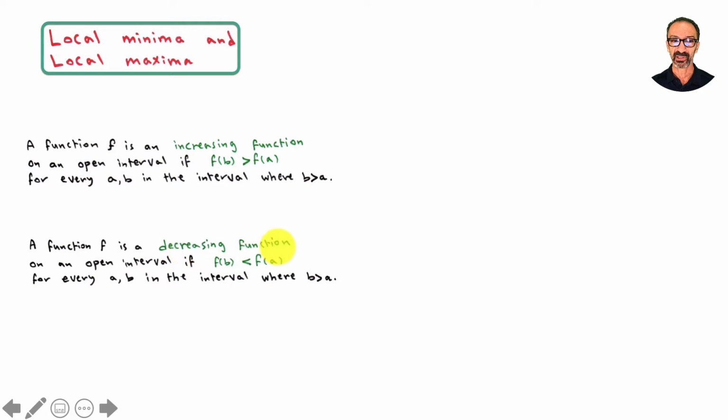It will be decreasing if f of b is less than f of a. As you move from a to b, f of b is lower in value.